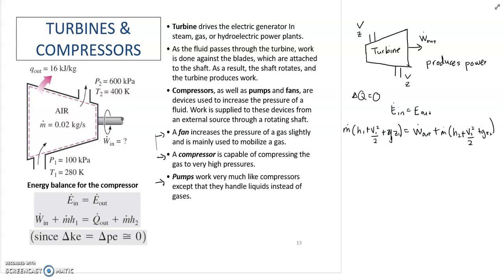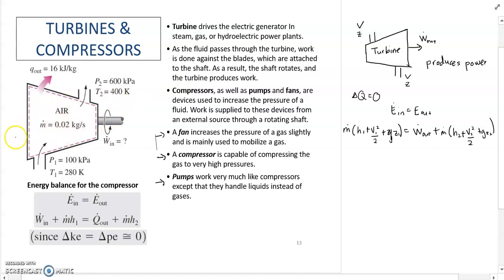So first let's look at turbines. Turbines drive electric generators in steam, gas and hydroelectric power plants. Here I draw how a steam turbine will operate. Basically, inside the turbine there are blades, okay? Then the blades are attached to a shaft. So the shaft will rotate and then the turbine will produce power. That's the key difference from a compressor.